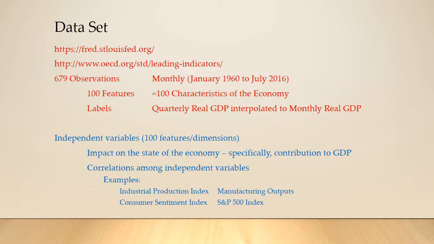To understand why we use PCA, we need to understand the nature of these independent variables. So we have 100 features, which are 100 dimensions. We do not know which one of these have the biggest impact or sufficient impact and which one has the least impact on GDP. In addition, there are correlations among these dimensions as well. For example, the industrial production index is influenced by the manufacturing output, and the consumer sentiment index is influenced by and influencing the S&P 500 index.